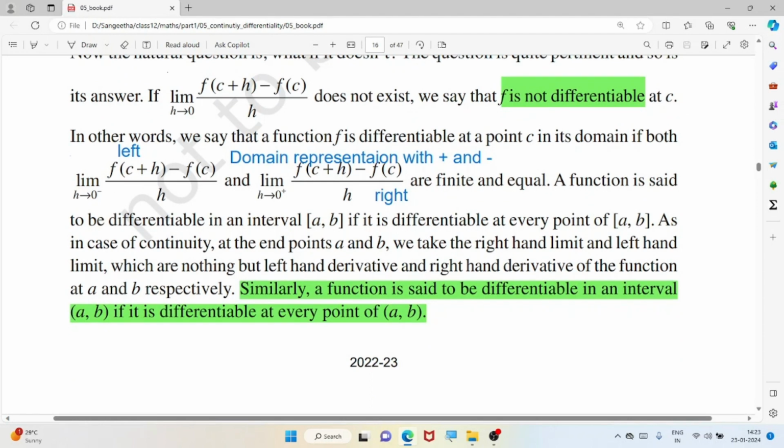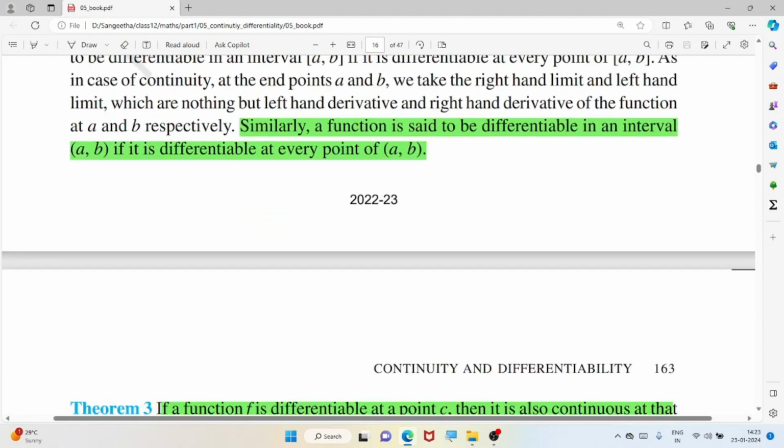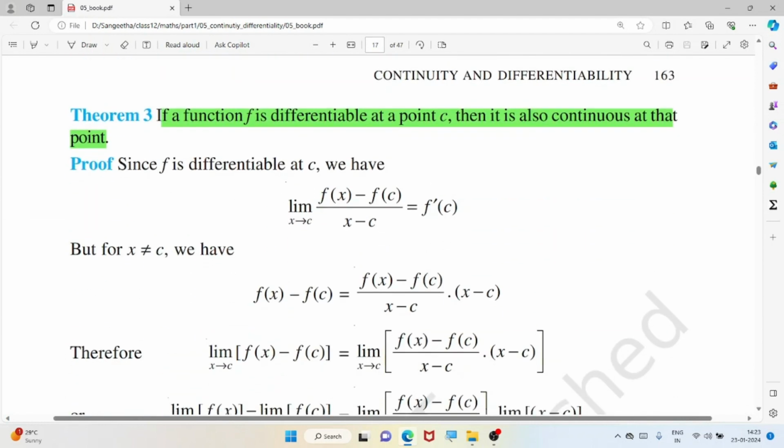See here this plus and minus, differentiation on the left and right side. This is right and this is left side. A function is said to be differentiable in the interval a, b if it is differentiable at every point in a, b. This is a theorem: if a function is differentiable at a point c, then it is also continuous at this point. If a function is differentiable at a particular point c, it is also continuous at that point. That is an important theorem.